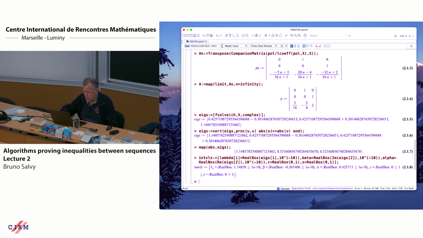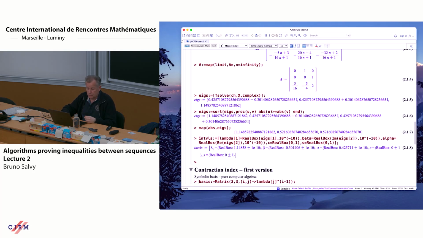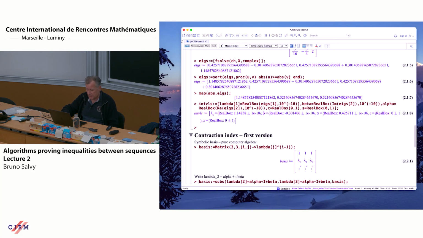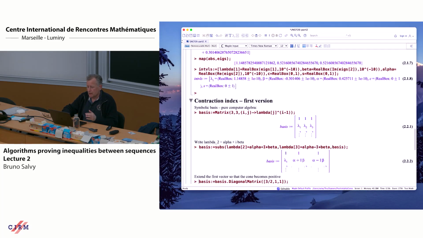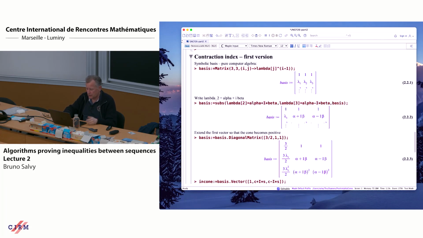Okay, so let's do what was written on the slide. You take these vectors. Lambda 2, I need to distinguish the real and the imaginary part, so they're called alpha and beta here. You rescale the first vector so that it's bigger and you're sure that the cone is positive. So I multiply it by 3/2, and now you can see the other coordinates.